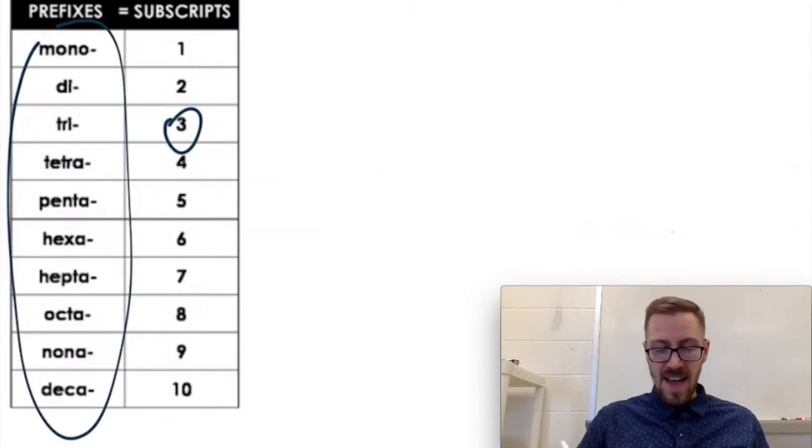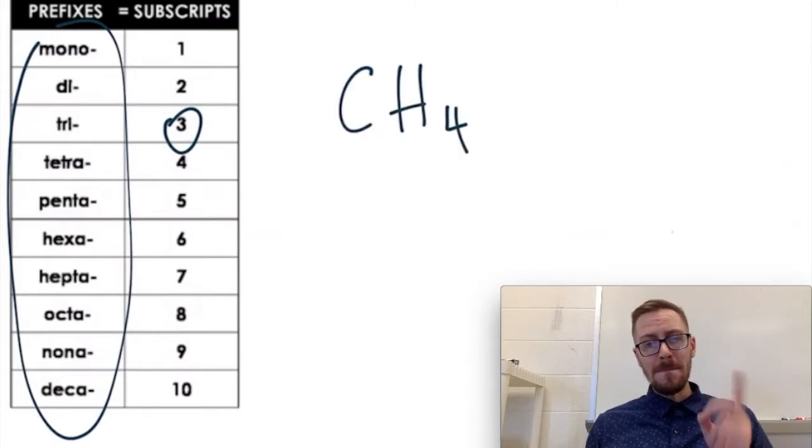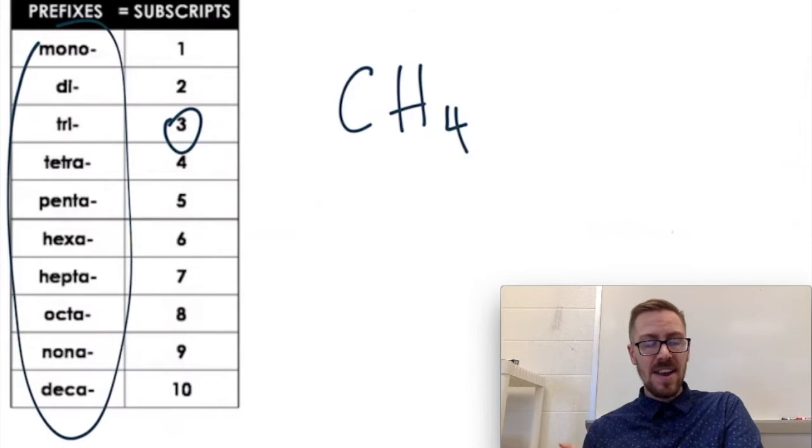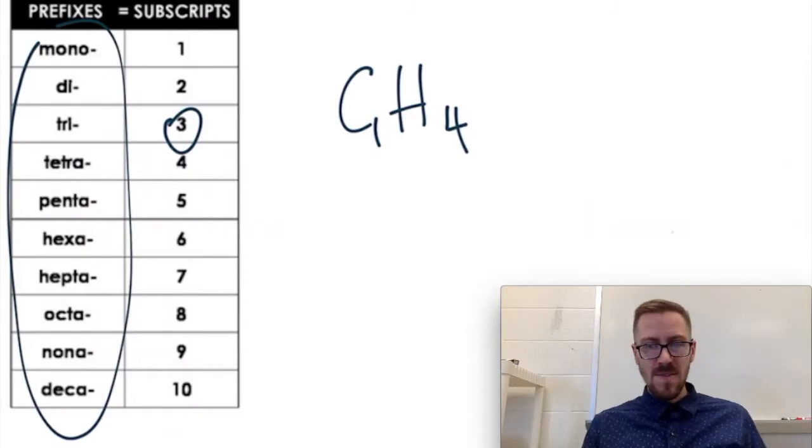The only thing that you don't use the prefix for is if your first one is 1. If I had CH4, I wouldn't call it monocarbon tetrahydride. I'd call it carbon tetrahydride because the first one's 1. If it's 1, you just ignore it. You don't put a mono. But if the second one is a 1, you do put a mono. So there's a lot of rules with covalent.